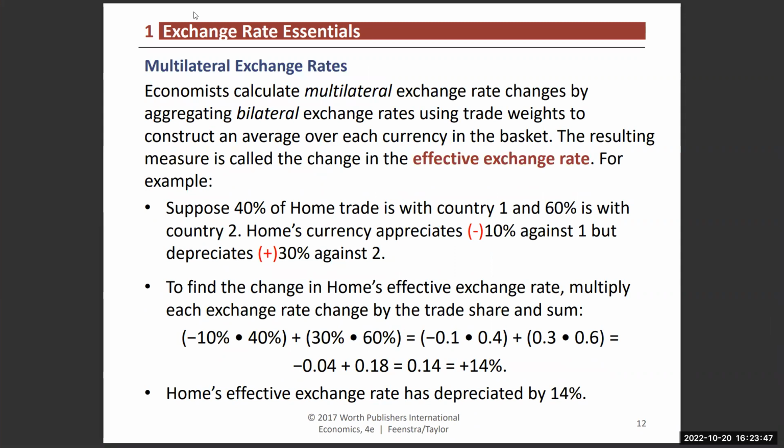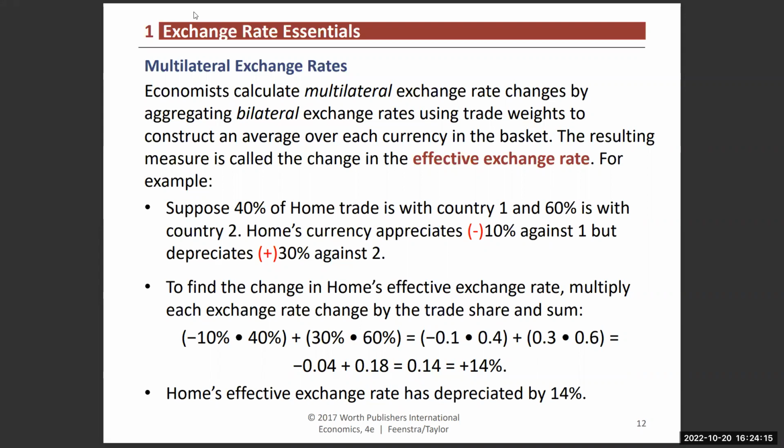Another thing is that we can have a multilateral exchange rate. So in this case, exchange rate changes by aggregating bilateral exchange rates using trade weights to construct the average over each currency in the basket. So this is the way of calculating the effective exchange rate for some country, okay?